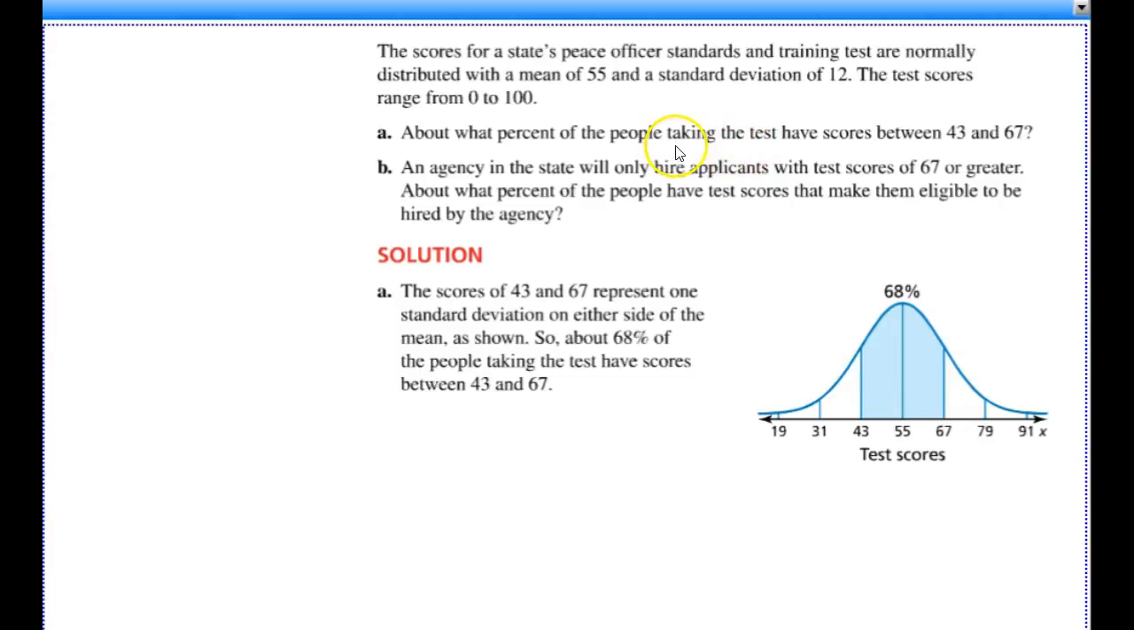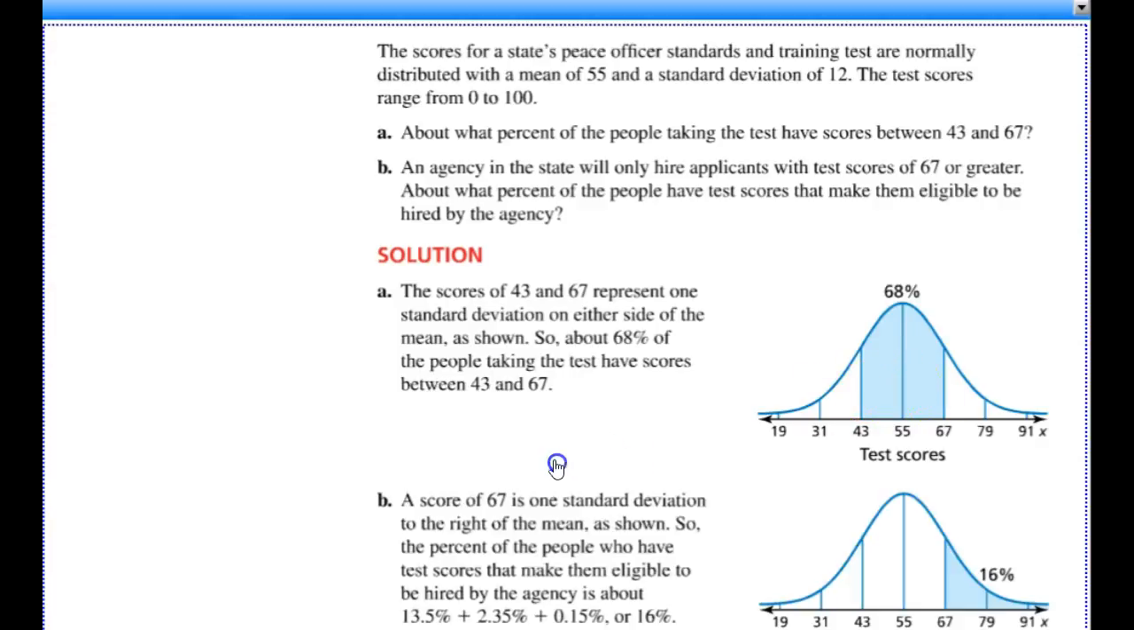So my first part asked, what percent have scores between 43 and 67? So here I see that 43 and 67 are 1 standard deviation away from my mean, and I know that 68% of all my data falls within that 1 standard deviation. So I can say that 68% of the people taking the test will fall within that range.